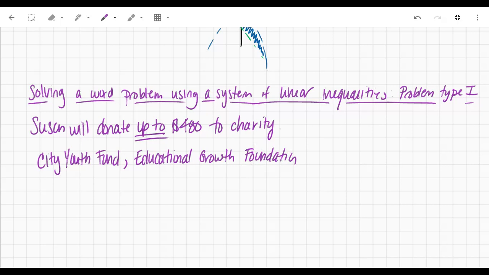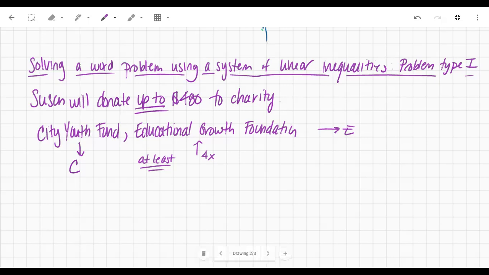Okay. Susan would like the amount donated to the Educational Growth Foundation to be at least 4 times the amount donated to the City Youth Fund. Okay. So she wants that to be at least 4 times what she donates to the City Youth Fund. Okay. So if we'll call the City Youth Fund C, and we'll call the Educational Growth Fund E. Okay. So she wants her donations to E to be at least 4 times C.